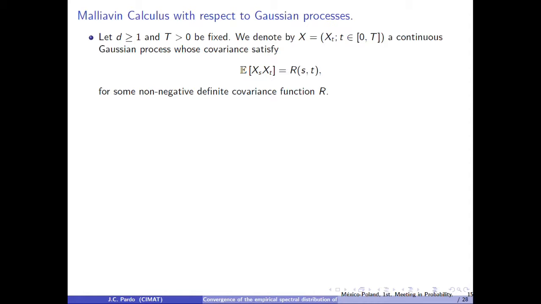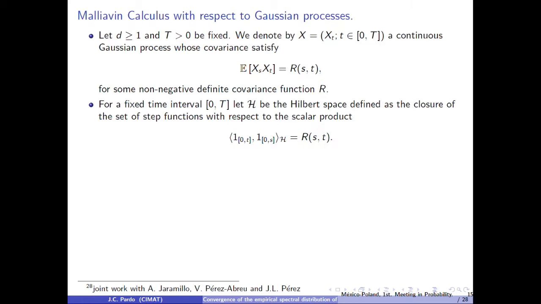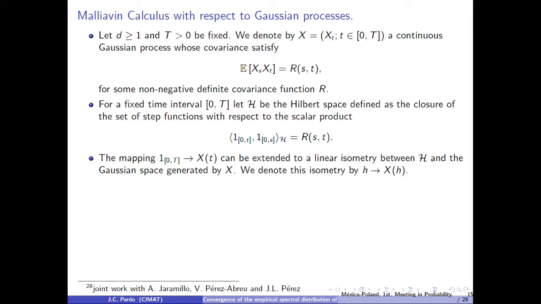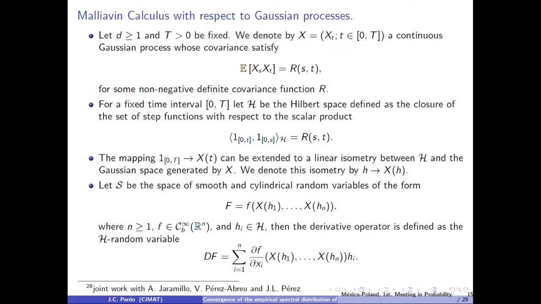Let me just rephrase the things that I already said for fractional Brownian motion, but now for any Gaussian process. We take the Gaussian process with this covariance, and then we introduce a Hilbert space. This is just copy-paste. This Hilbert space is defined as the closure of the set of step functions with respect to this scalar product, where R is now replaced by the specific covariance we have for fractional Brownian motion. And this mapping can be extended to a linear isometry between H and the Gaussian space generated by X. So again, in a similar way, we define the Malliavin derivative in the same way.